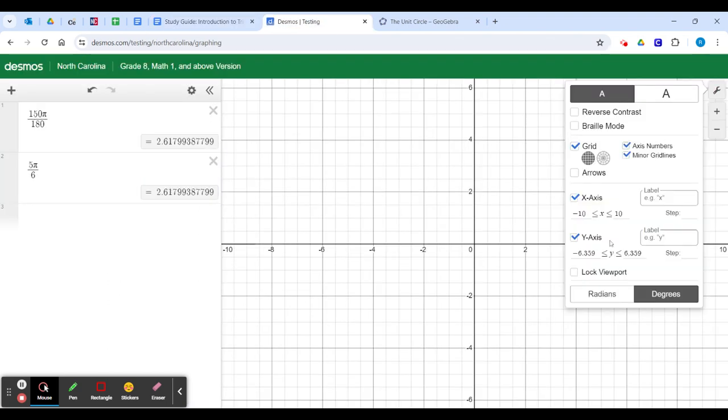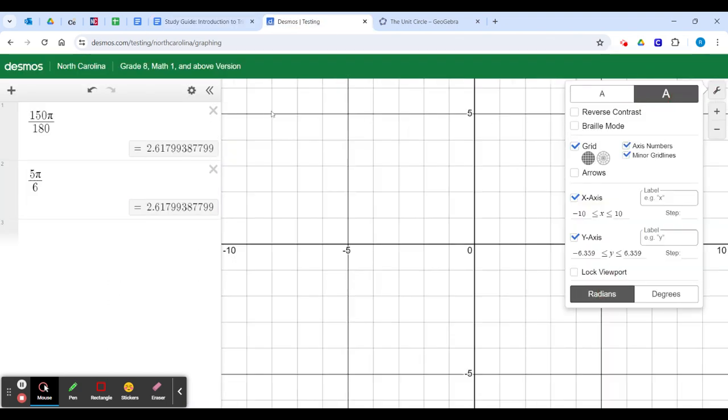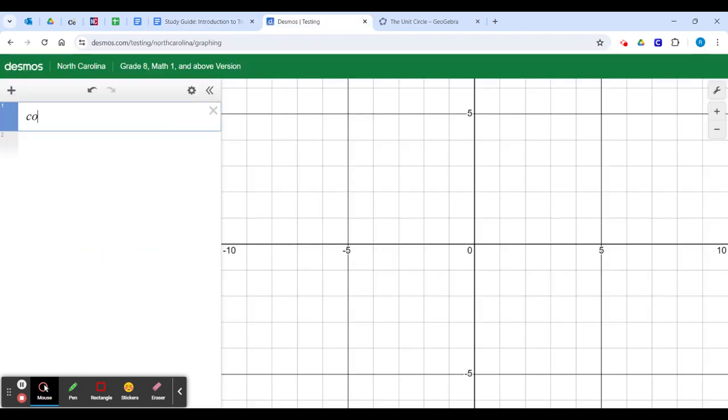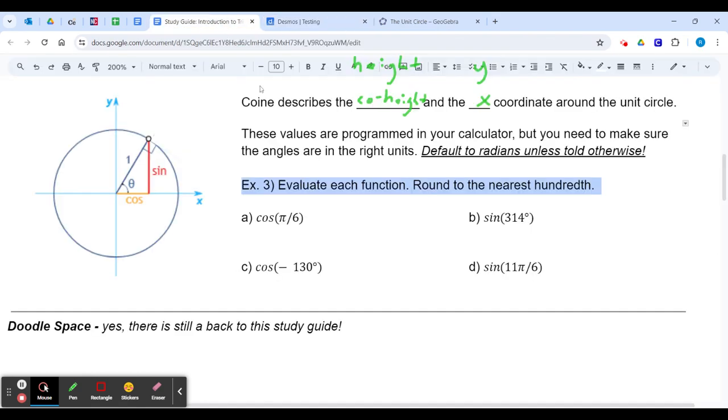First thing I'm going to do is make sure that I'm in radians. Close this out. And so for A, I have cosine of pi over 6. So I literally just need to type that in. Pi divided by 6. Cosine of pi divided by 6. And I get 0.87 if I'm rounding to the nearest hundredth.